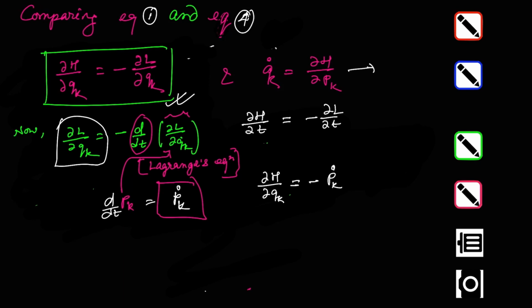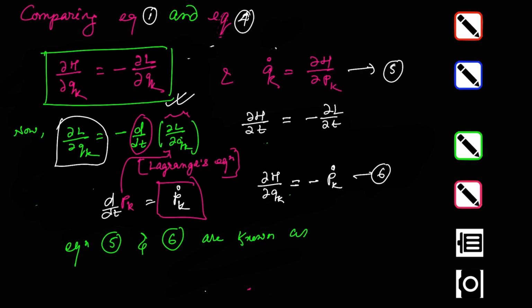So this is equation 5 and this is equation number 6. These two equations, equation number 5 and equation number 6, are known as Hamilton's canonical equations of motion. So I hope you have understood this.